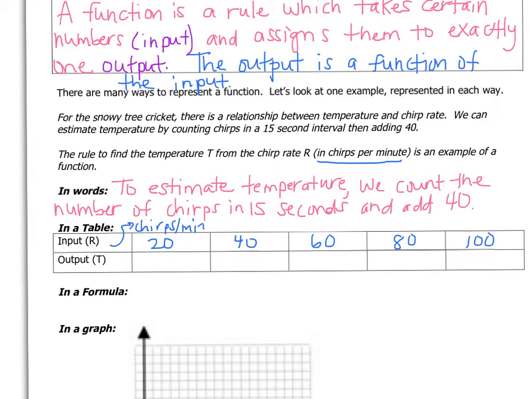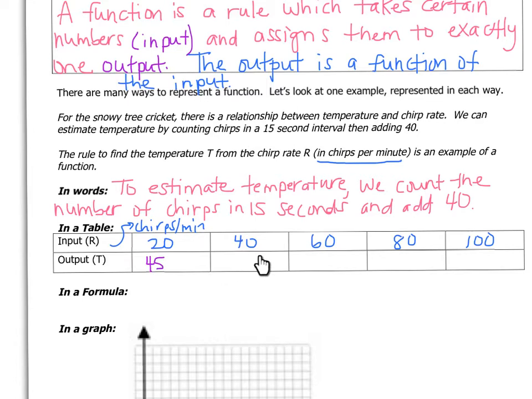So the question is, from the chirps per minute, how do we find the number of chirps in 15 seconds? Well, how many intervals of 15 seconds are there in 1 minute? 4. Okay, so if we take the 20 chirps per minute, divide by 4, that would give us the chirps in 15 seconds. So 20 divided by 4 is 5, and then add 40. So the output for the temperature in this one is 45.